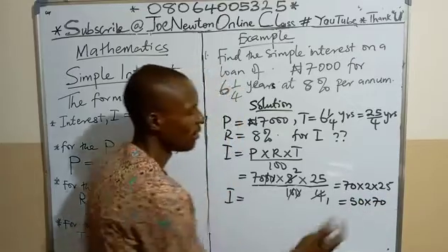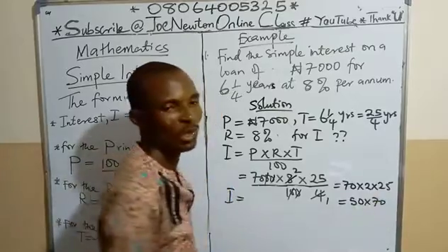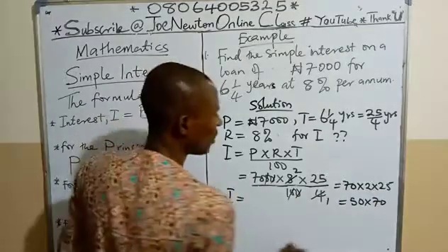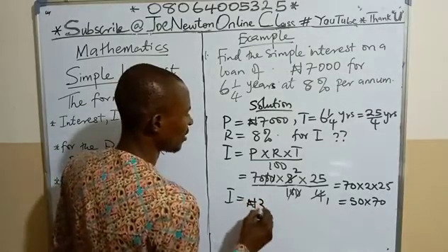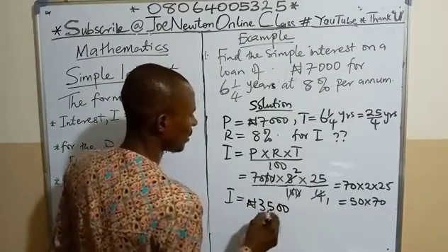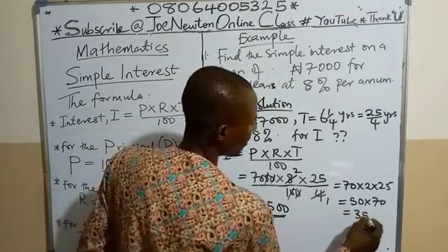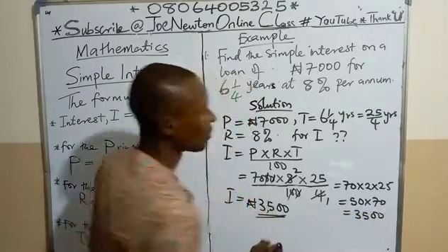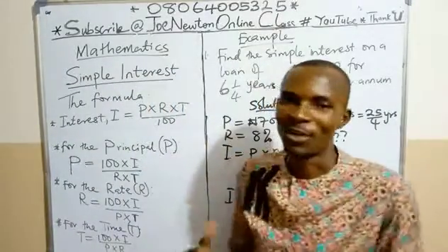It is simple. 5 times 7 is what? 35. You now complement with the 2 zeros. That will give you 3,500. So our interest is 3,500 naira. Answer. So now we have here 3,500. That's our interest. I believe this is very simple to calculate.